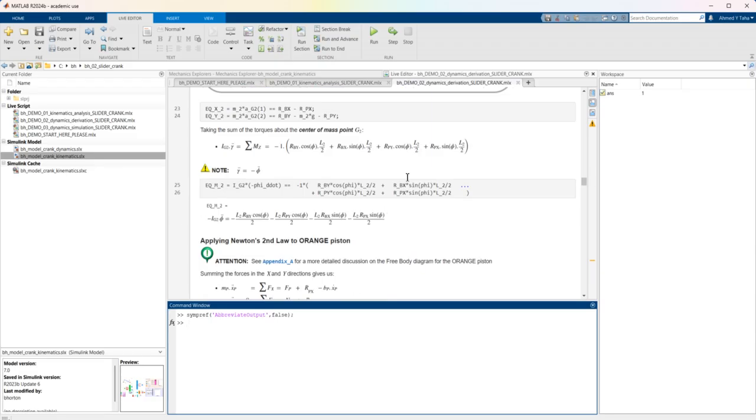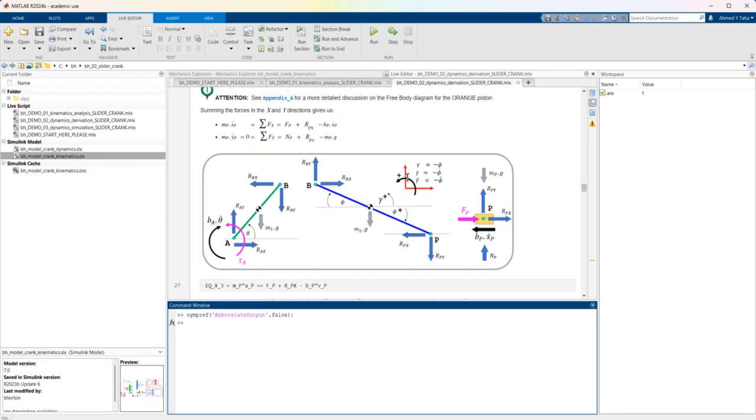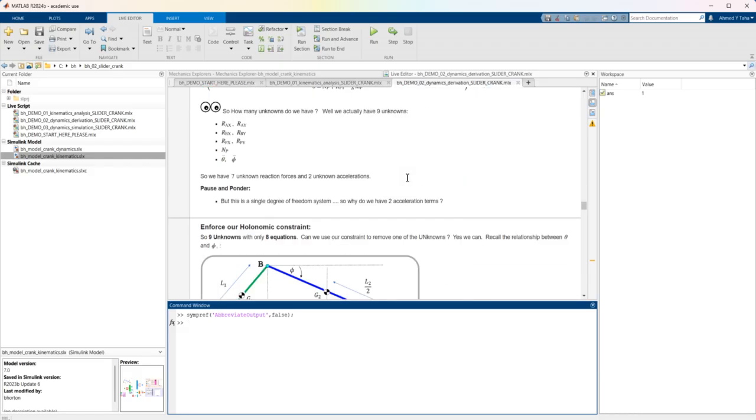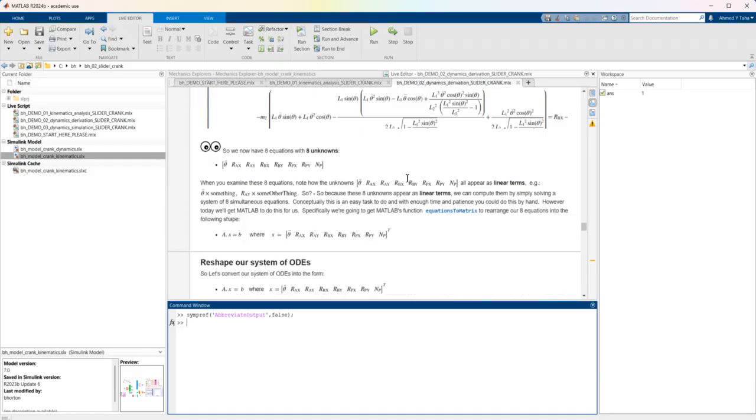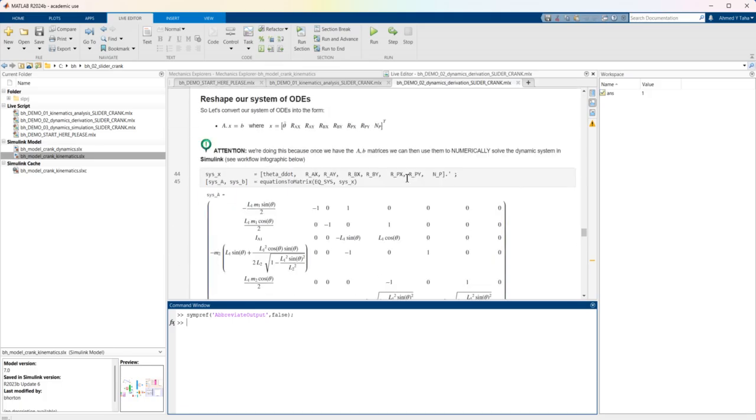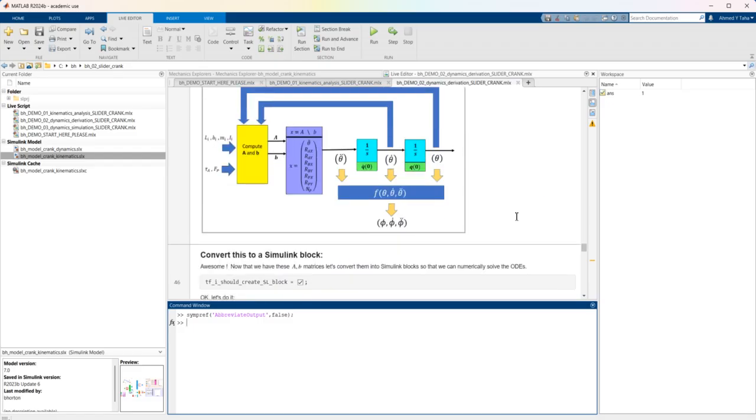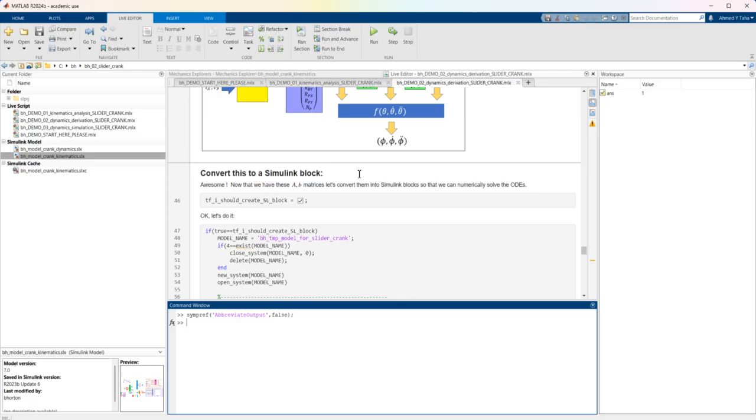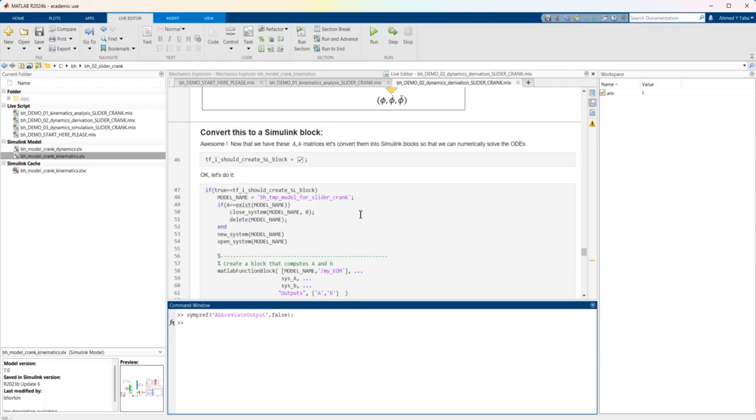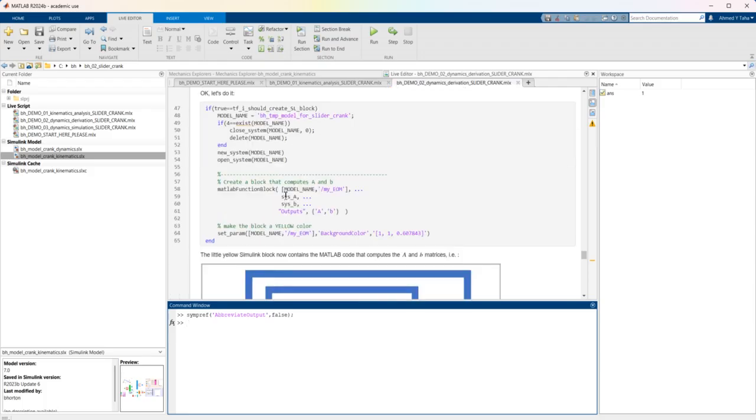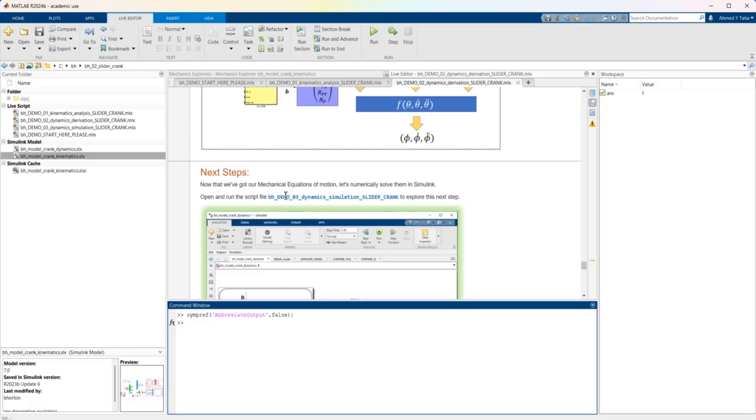Anyway, I will leave that for you to read, and we will jump to the simulation directly. You can see that the equations length is going to be too much. We're going to have this simulation block. So the TF should create the SL block. We took that already. Let's do it. True, true, false. All good.